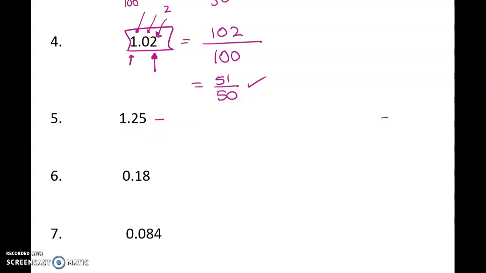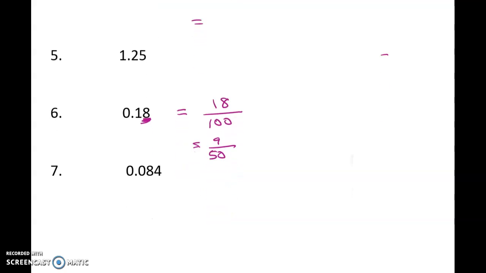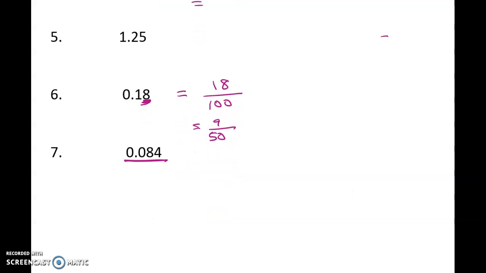Right, number 6, actually easier than number 5. Look at our furthest over column. This is the hundredths column. So we're going to have 18 over 100, and we can simplify that by dividing by 2. So we get 9 over 50. And then the last question, 0.084, has the smallest place value column being thousandths. So we're going to write this one as something over 1,000, and it's going to be 84 over 1,000.